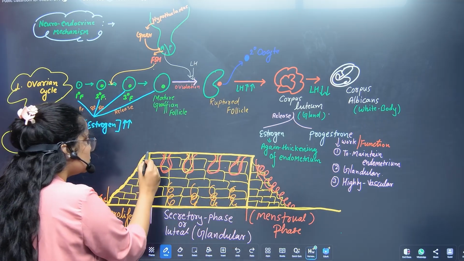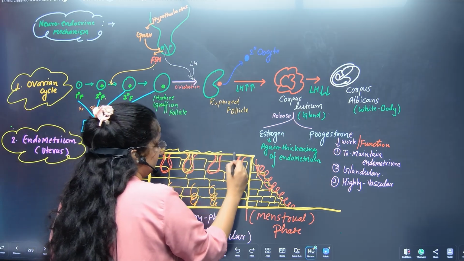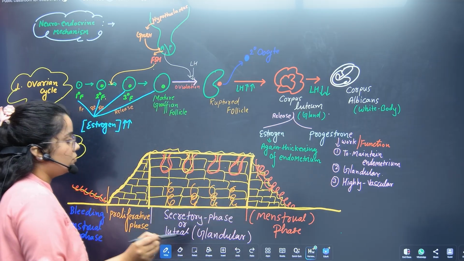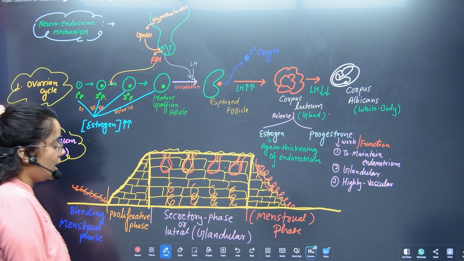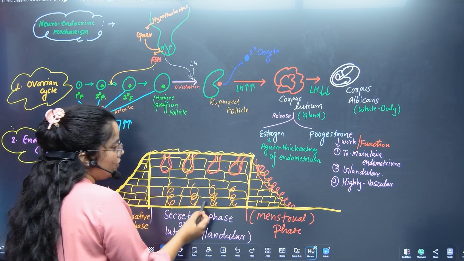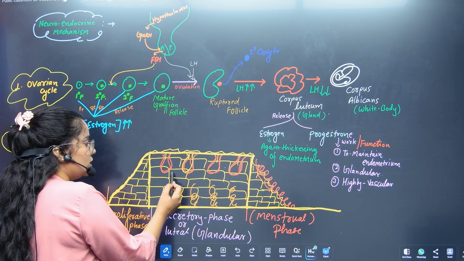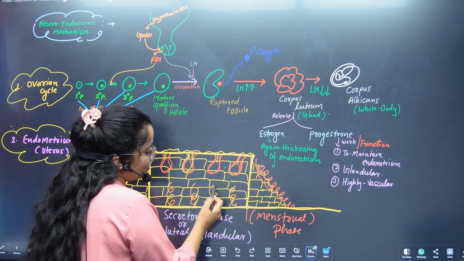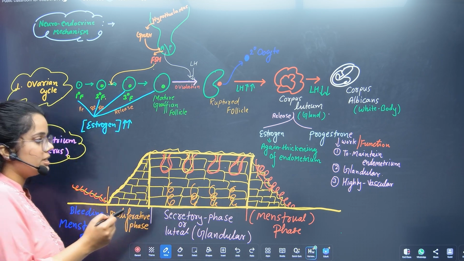Estrogen again leads to the thickening of the endometrium here. It is at a highly thickened stage here, and the progesterone maintains the thickening of the endometrium. It makes it glandular and leads to the formation of a large amount of blood vessels, which makes it highly vascular.